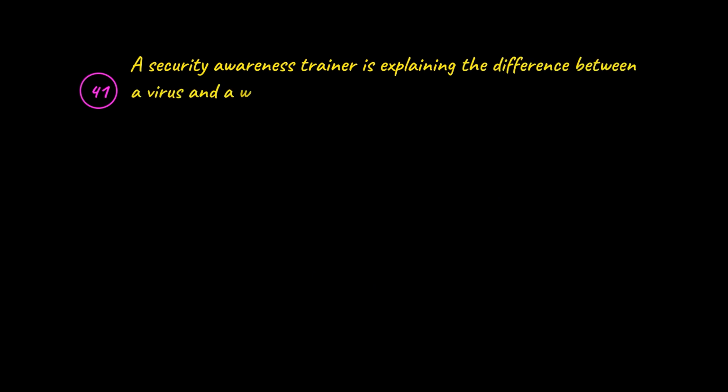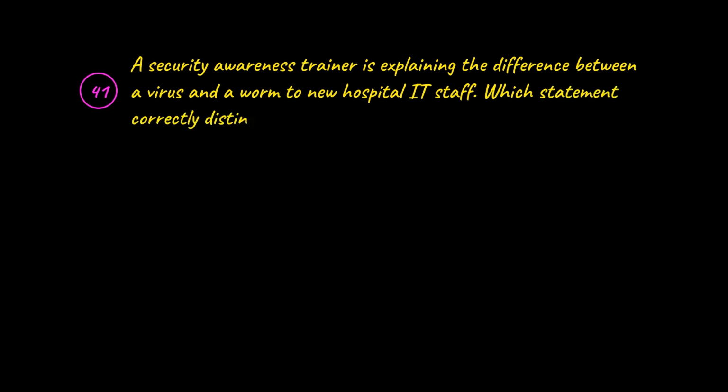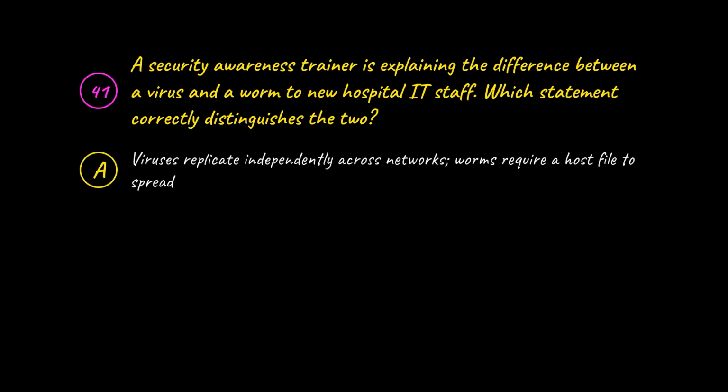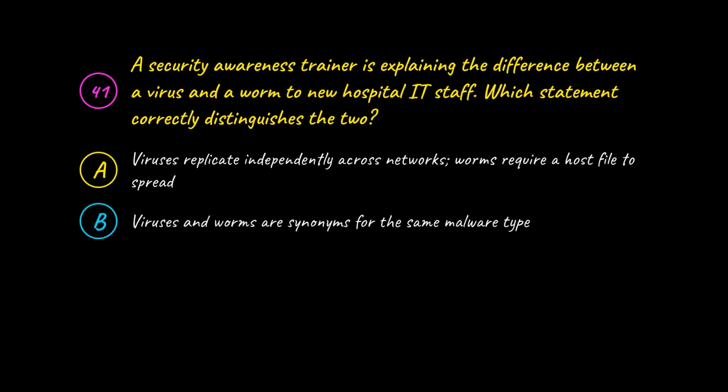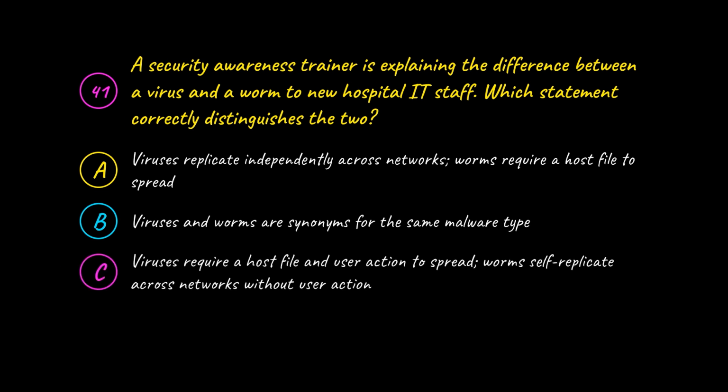Question 41. A security awareness trainer is explaining the difference between a virus and a worm to new hospital IT staff. Which statement correctly distinguishes the two? Your options are A. Viruses replicate independently across networks. Worms require a host file to spread. B. Viruses and worms are synonyms for the same malware type. C. Viruses require a host file and user action to spread. Worms self-replicate across networks without user action.